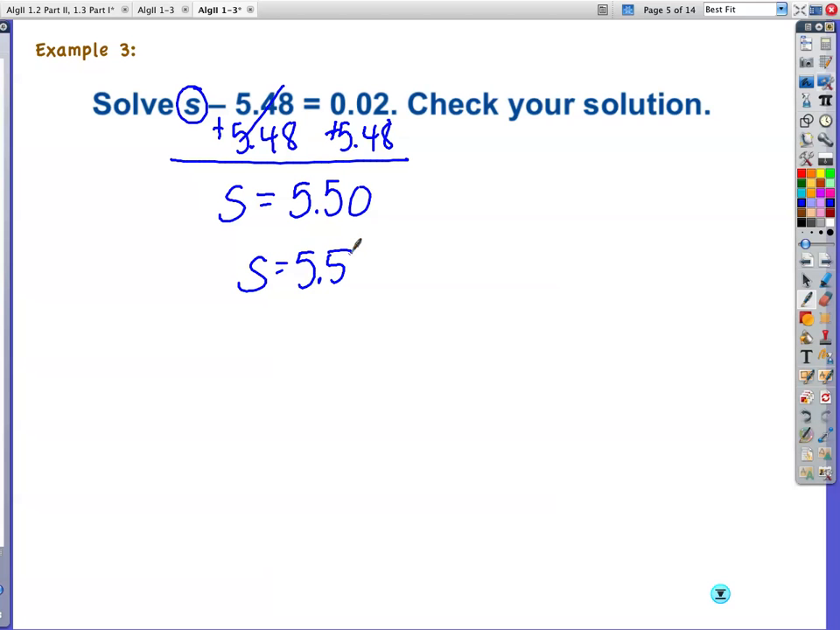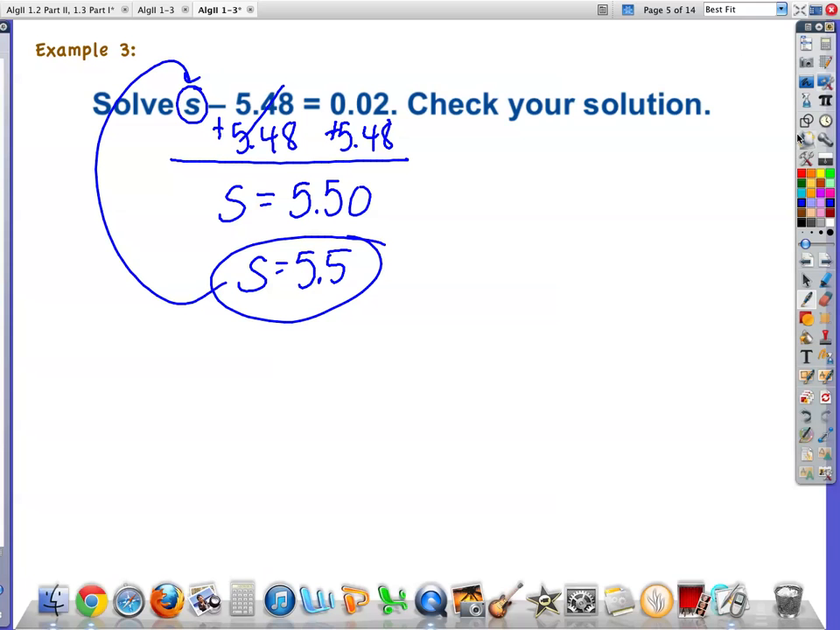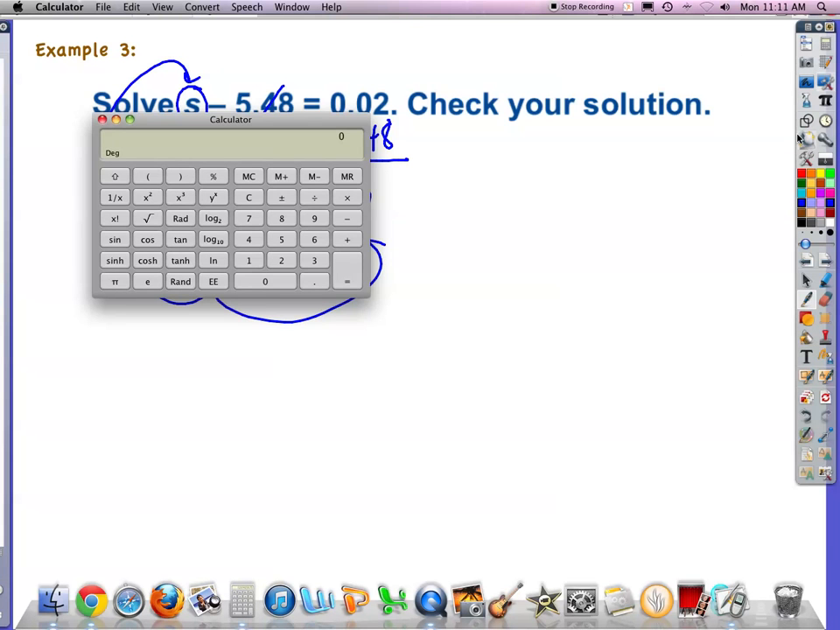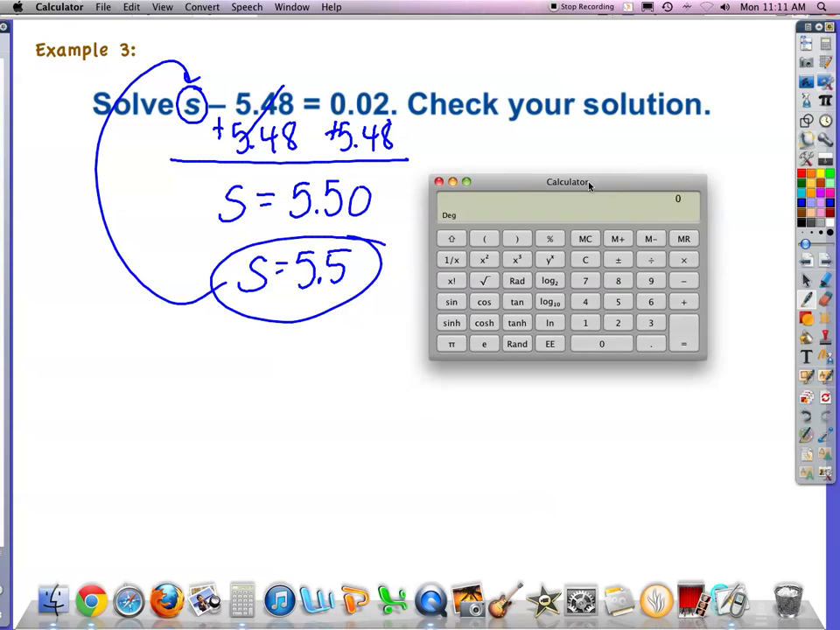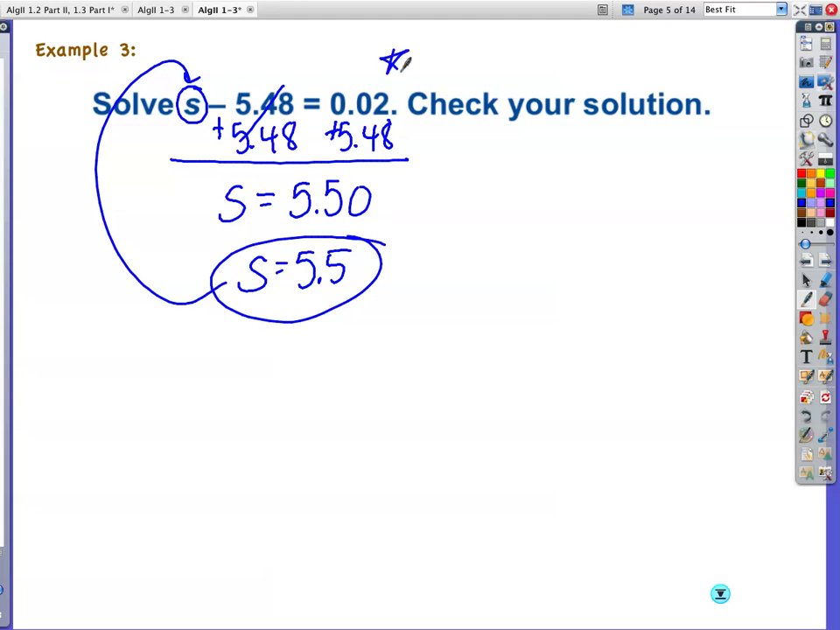And then it says check your solution. So what we should do is put this 5.5 back in for s. And as you know, I'm not very good at showing my work all the time on the solution. But let me make sure I get to a good start here. 5.5 minus 5.48 equals 0.02. So this checks. So I know I've got this one right.